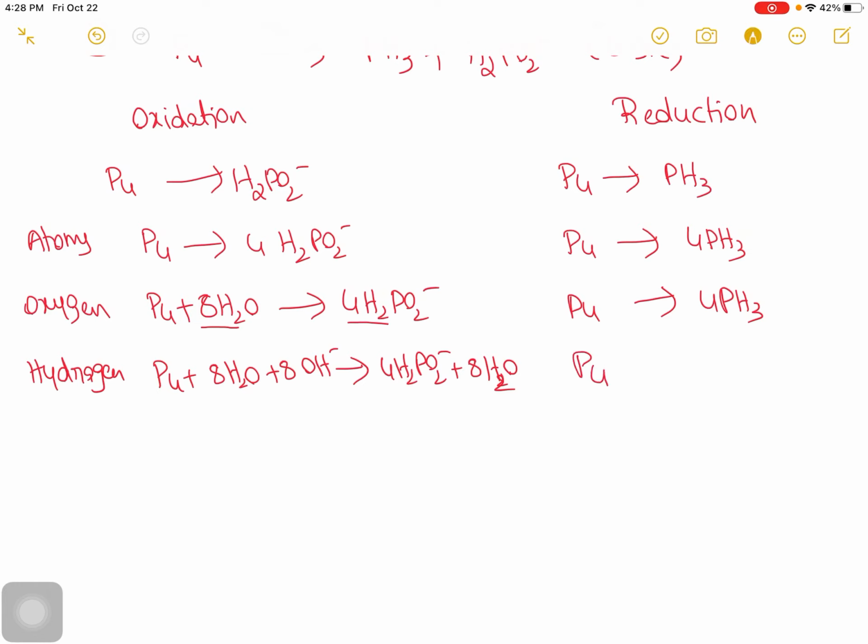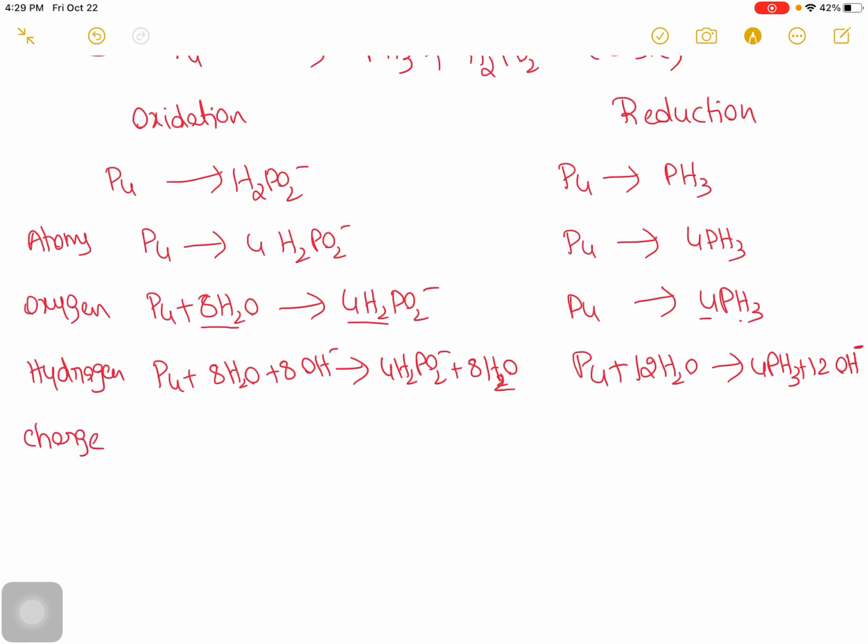There are no hydrogens on P4 on the left side. Here 12 hydrogens are there. According to acidic medium it would be 12 H plus, but in basic medium, in the place of H plus, H2O, and on the opposite side the same number of OH minus.